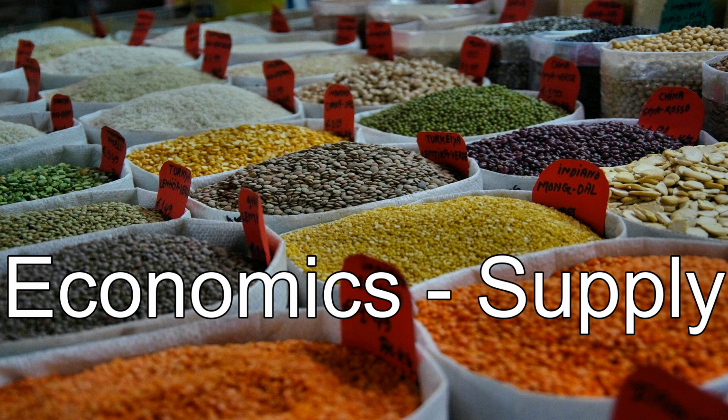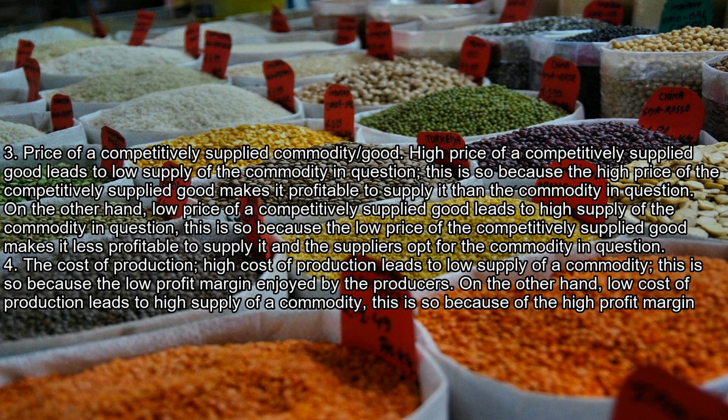3. Price of a competitively supplied commodity / good. High price of a competitively supplied good leads to low supply of the commodity in question. This is so because the high price of the competitively supplied good makes it more profitable to supply it than the commodity in question. On the other hand, low price of a competitively supplied good leads to high supply of the commodity in question. This is so because the low price of the competitively supplied good makes it less profitable to supply it, so the suppliers opt for the commodity in question.